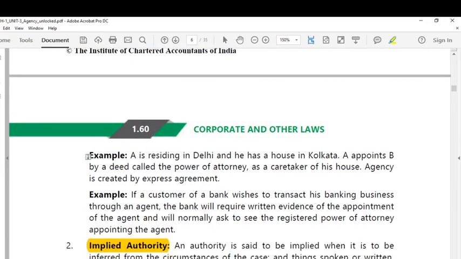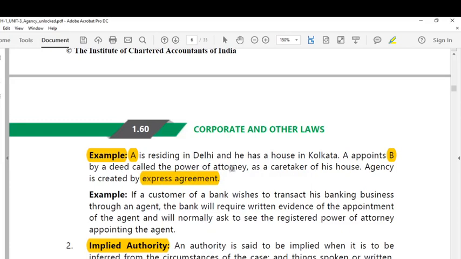Say this example, you will understand: A is residing in Delhi and he has a house in Calcutta. So here A is the principal, and A appoints Mr. B by a deed called the power of attorney as a caretaker of his house. So agency is created by an express agreement, because there is a power of attorney.